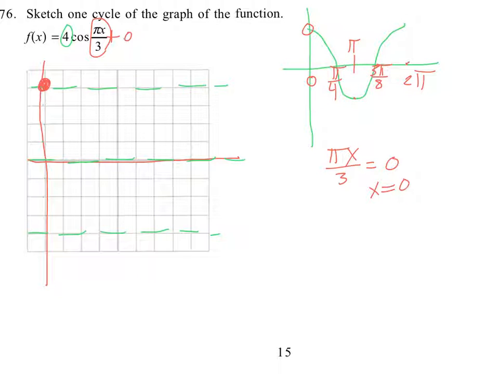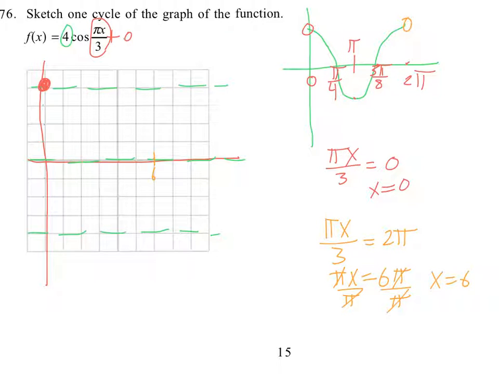Second one, I'm going to look for my other endpoint next. I'm going to do this one in an orangey color, and we're looking at pi x over 3 is equal to 2 pi. Multiply by 3, and we get pi x is equal to 6 pi. Divide by pi, and we get x is equal to 6. That's kind of weird. We're used to having pi's in there. So I'm just going to go over 6. 1, 2, 3, 4, 5, 6. And I'm going to go up to the top, and that's my second point.